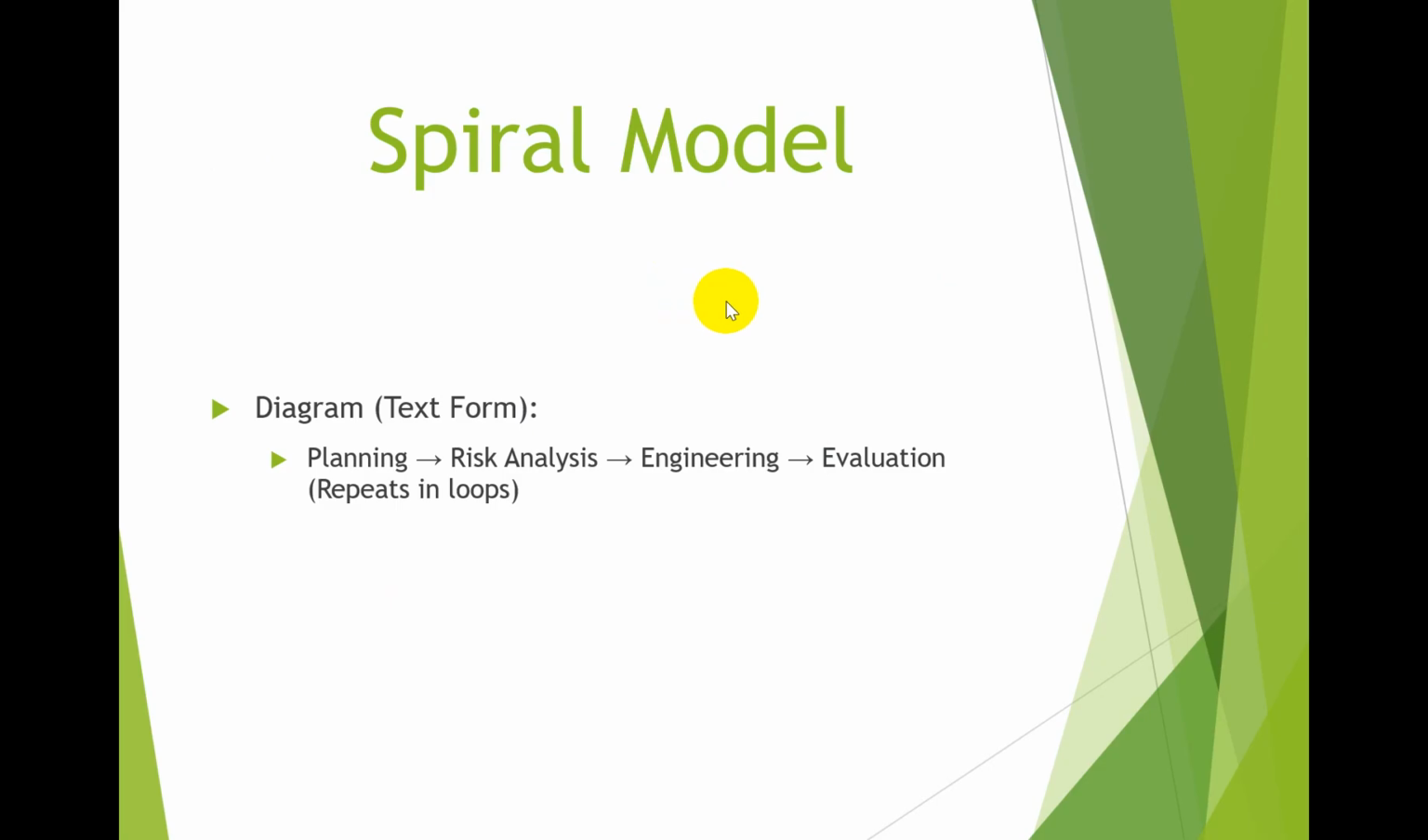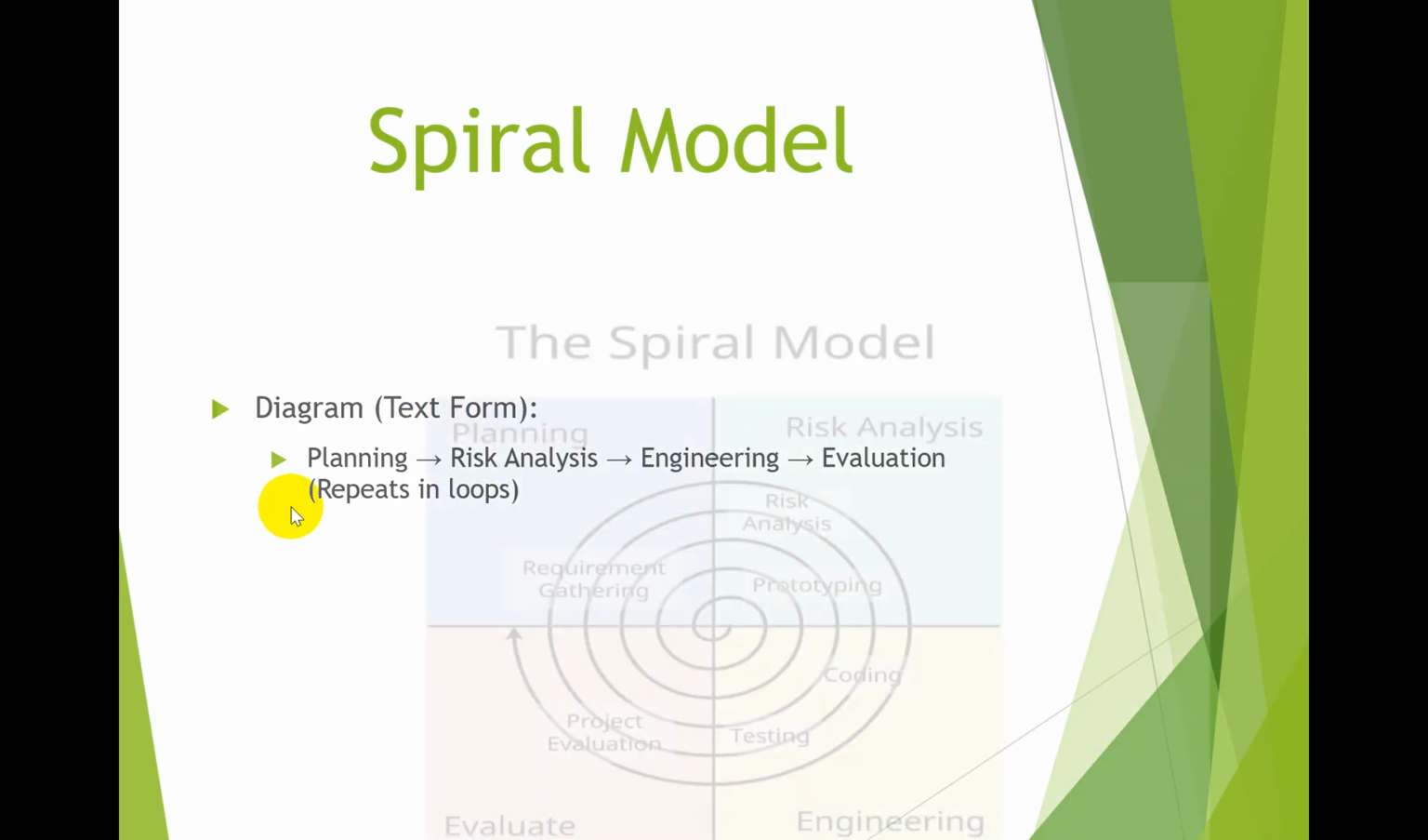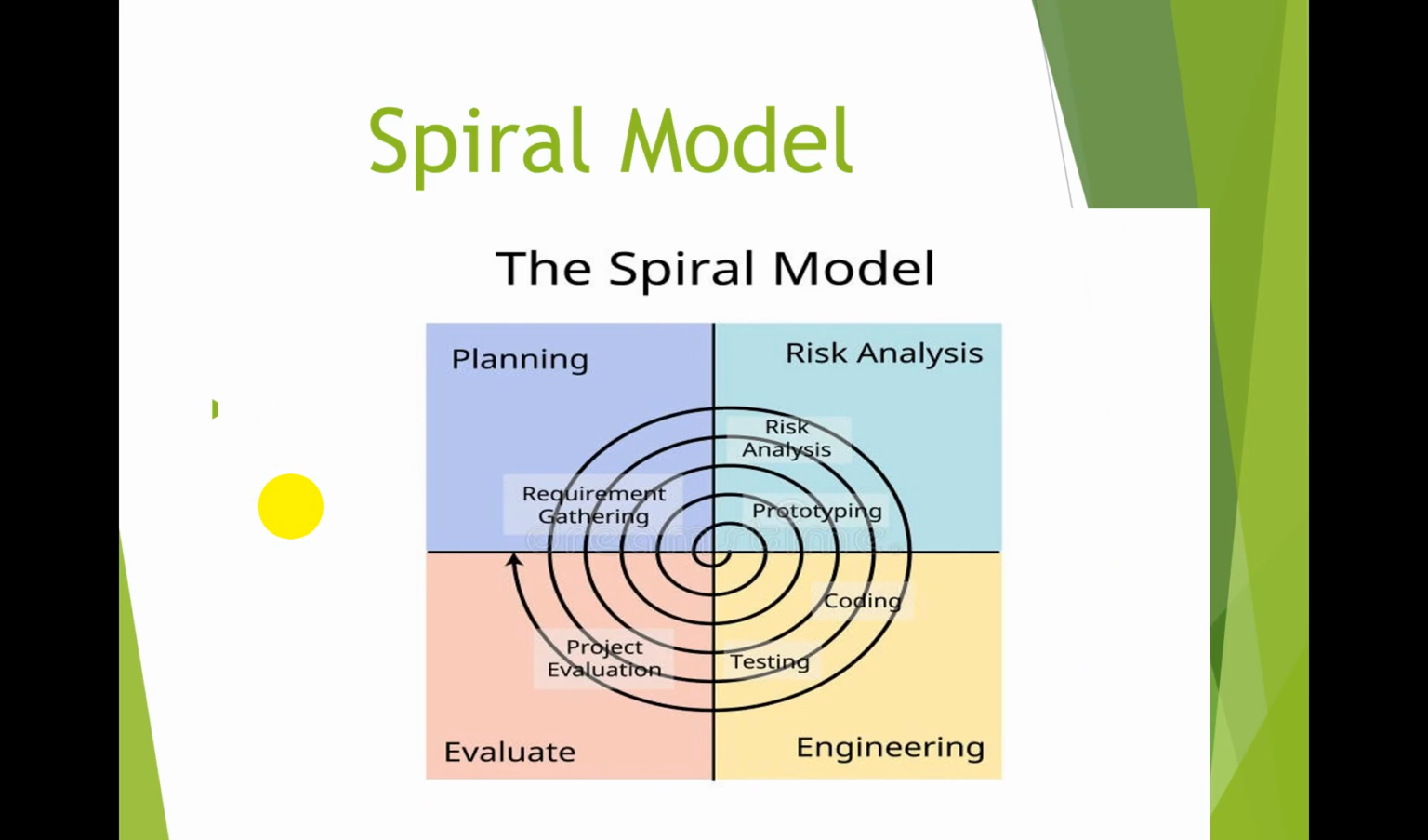Inside the spiral model, I just missed the image here, but oh yeah, I have that image. Sorry. So in the spiral model, you can see there are four stages. Why do we call it a spiral model? The four stages are planning, risk analysis, engineering, and evaluation. Here we have requirement gathering, risk analysis, prototyping, coding, testing, and project evaluation. Okay, so likewise we can go.